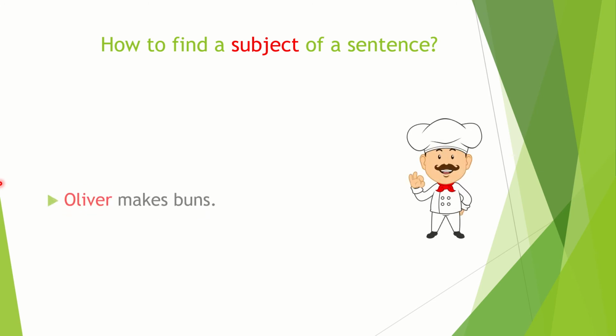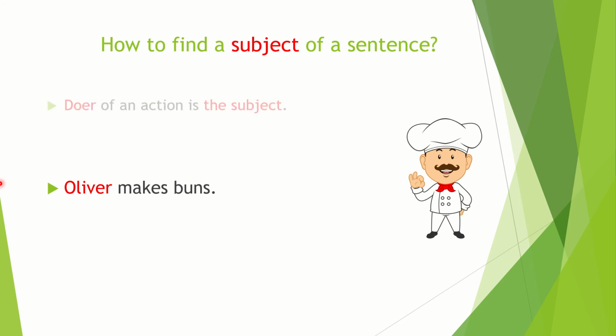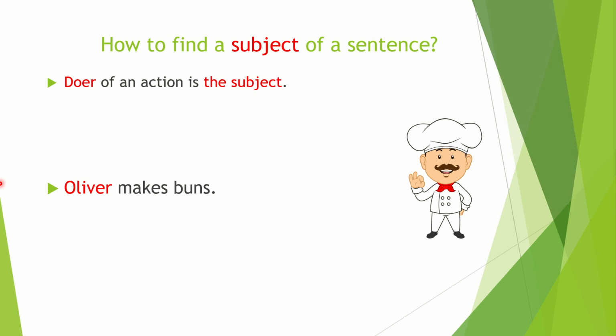From the first two slides, I'm going to recap the previous lessons slides. I'm going to introduce you the subjects and objects because it is very helpful to continue the lesson. How to find a subject of a sentence. Let's see. Oliver makes buns. Who makes buns? Oliver. Doer of an action is the subject. ක්‍රියාව කරන කෙනා subject.